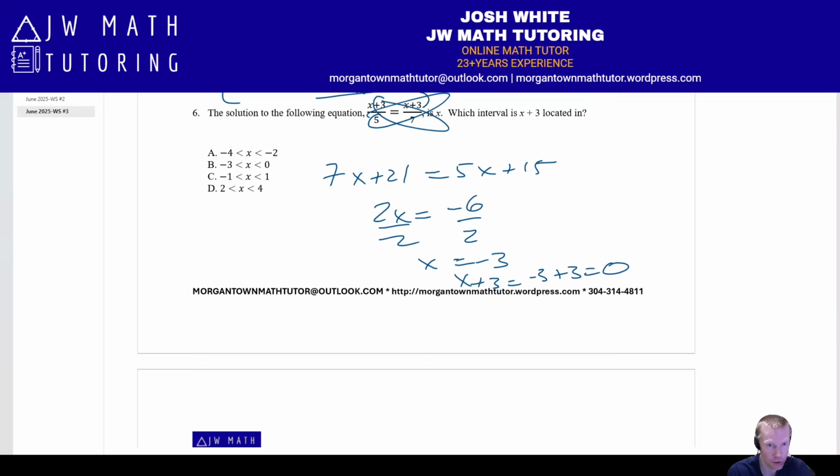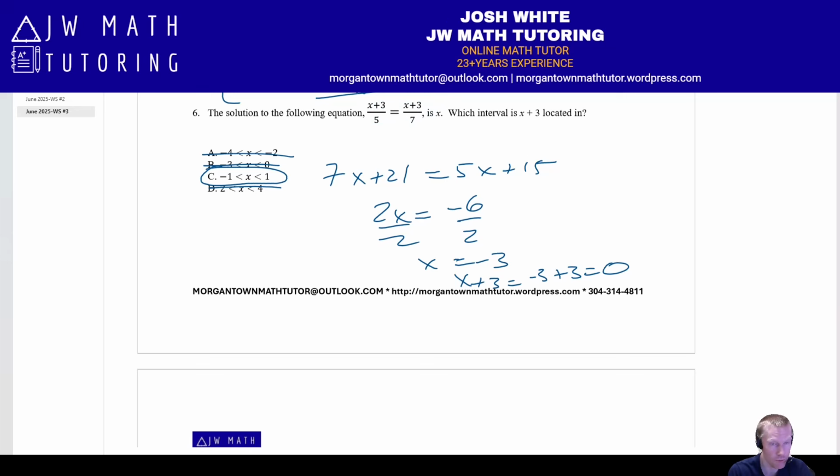Well, between negative 4 and negative 2? Nope. Between negative 3 and 0? No, because it's not equal to it. It says strictly less than it. Between negative 1 and 1? Yes. Between 2 and 4? No. So the correct answer is C.